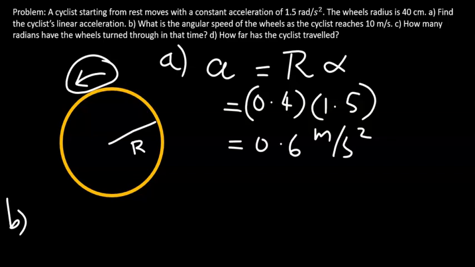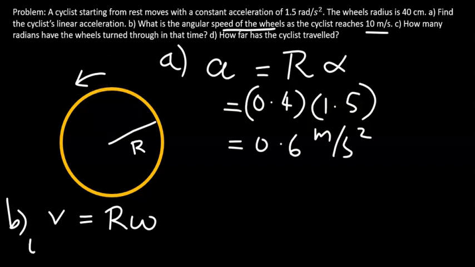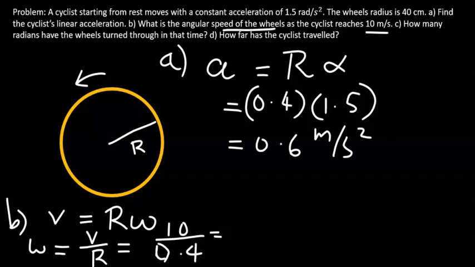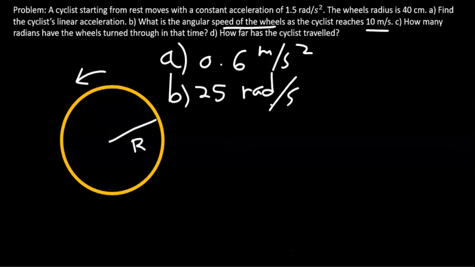Now part B. Find the angular speed of the wheels as the cyclist reaches 10 meters per second. So that 10 meters per second is the linear speed, and it's related to the angular speed in the same way as an angular acceleration is related to the linear acceleration. So since we are interested in angular speed here, it is the linear speed over the radius. Now we know the linear speed is 10 and the radius is 0.4 meter, and you get 25 radian per second.